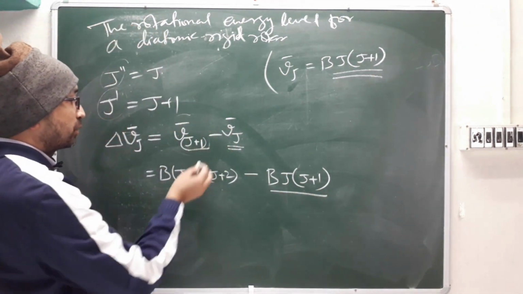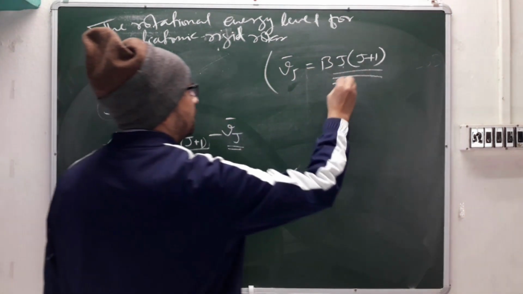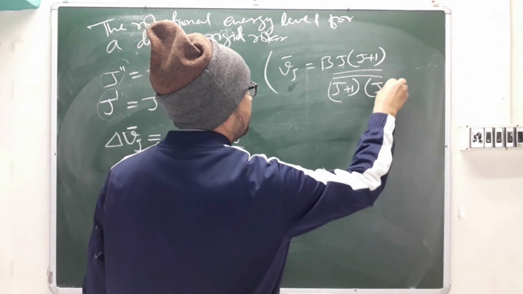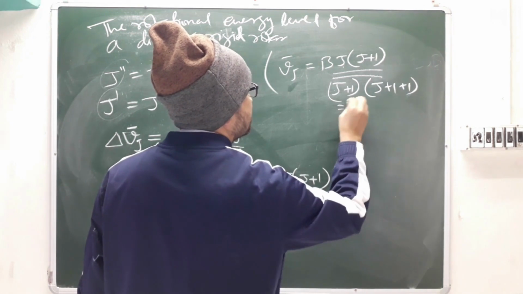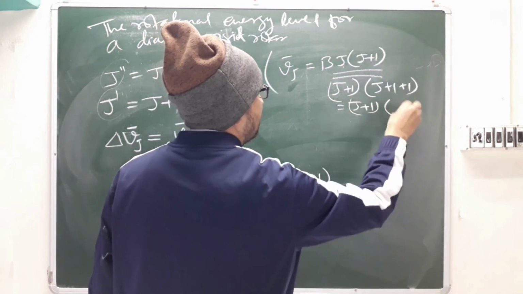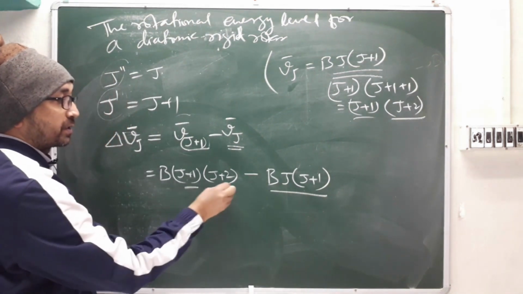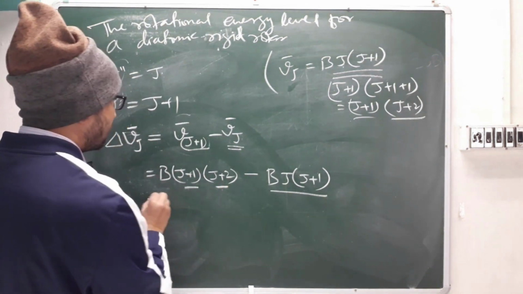If it is J plus 1, instead of J you put J plus 1, and then instead of the other J again you put J plus 1, and then the plus 1 is already there, right? So how much is it coming? J plus 1 and then J plus 2. These two values only I have kept here. So now you have to solve this one.